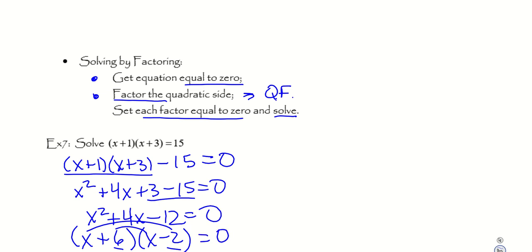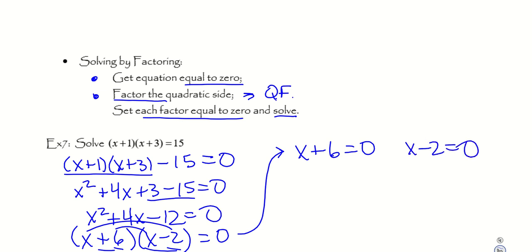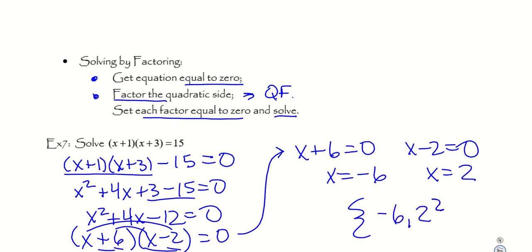So if those two parentheses, which represent numbers, equal 0, then either one of them is 0, which means it doesn't matter what the other one is. Anything times 0 is 0, or the other one is 0. Those give me equations with just an x, solve for x, and I get x equals negative 6, or x equals 2, and I have two solutions. I have negative 6, and I have 2. Right? No problem, you've done this before.